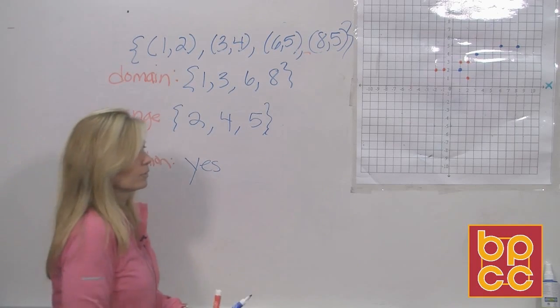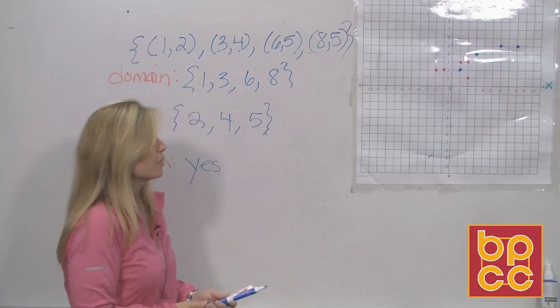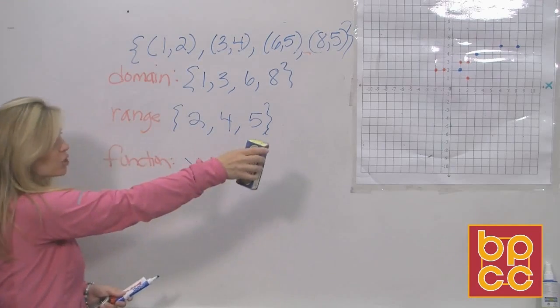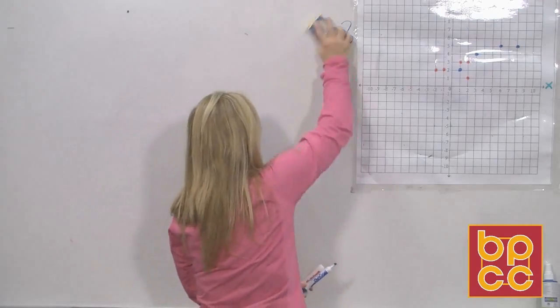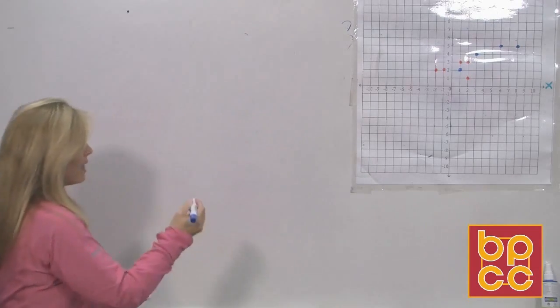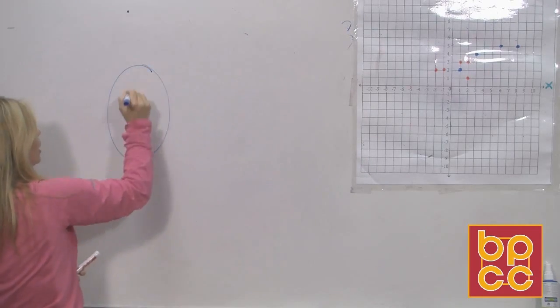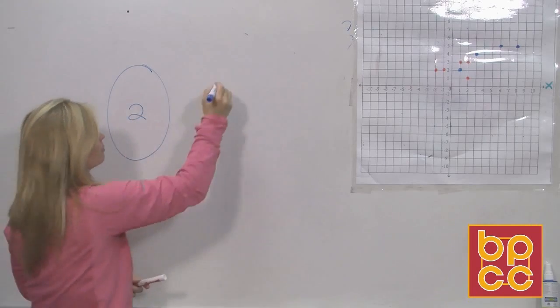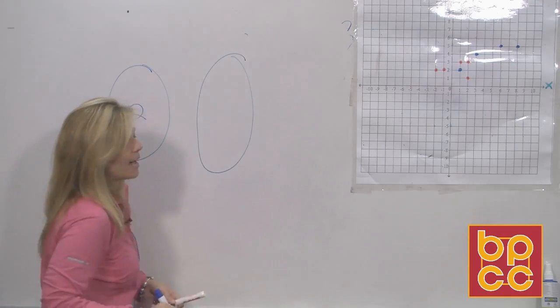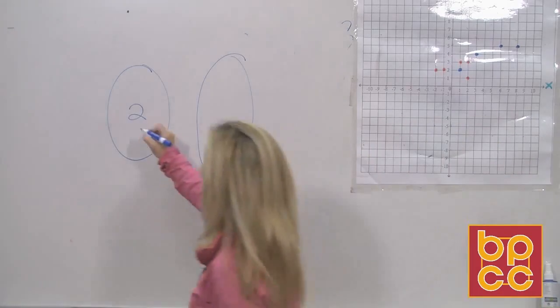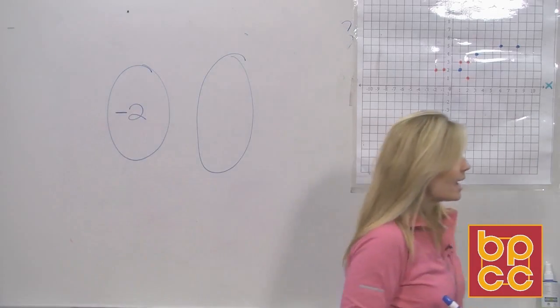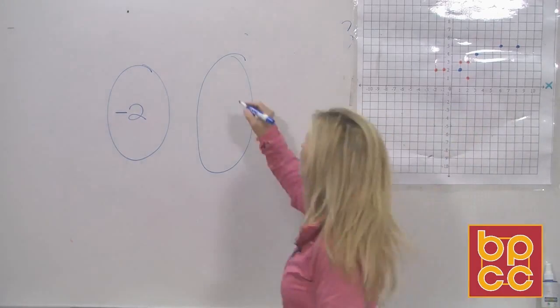Now, let's look at the third example. The third example doesn't show a picture and it doesn't show the points. It shows what we call a mapping or a bubble. And the bubble has a 2, and then the other bubble has 4 numbers. Oh, I'm sorry, the bubble has a -2, and then it has a 2, 8, 3, and 1.